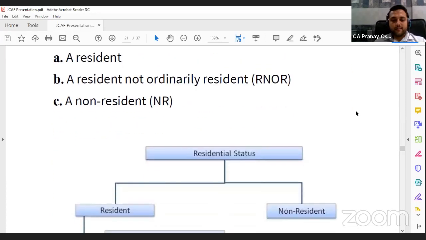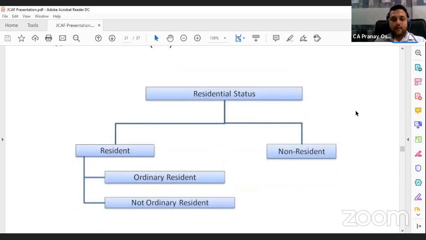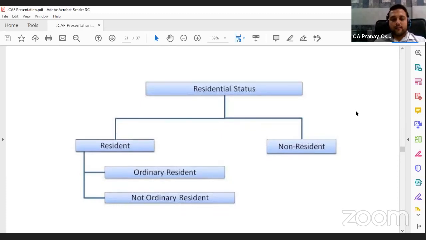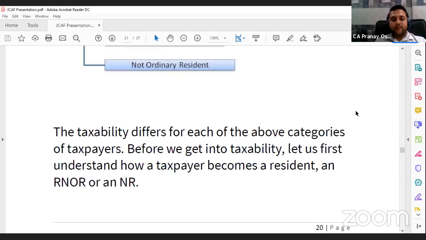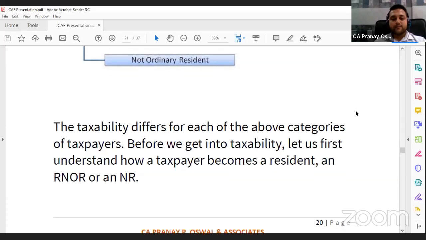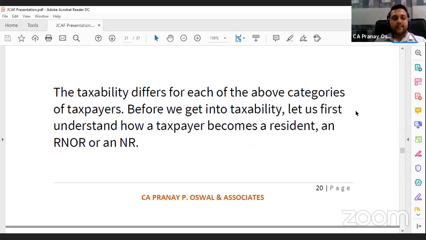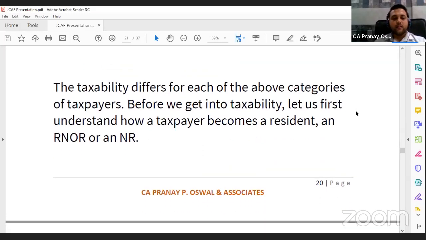So first, this is the chart, residential status. First, we have to check whether he is a resident. If yes, then we have to further check if he is an ordinary resident or not ordinary resident. And the taxability differs for each of the above categories of taxpayer. Before we get into the taxabilities, let us understand how a taxpayer becomes a resident, not ordinary resident, or an NR.